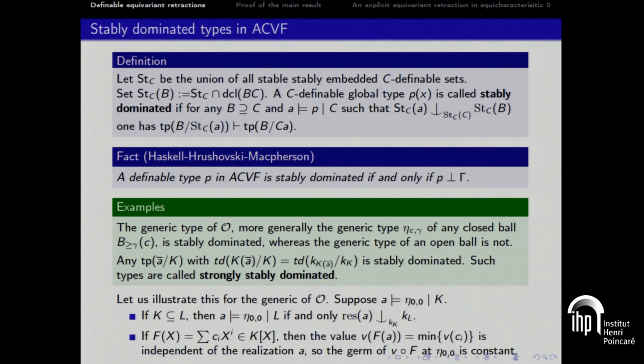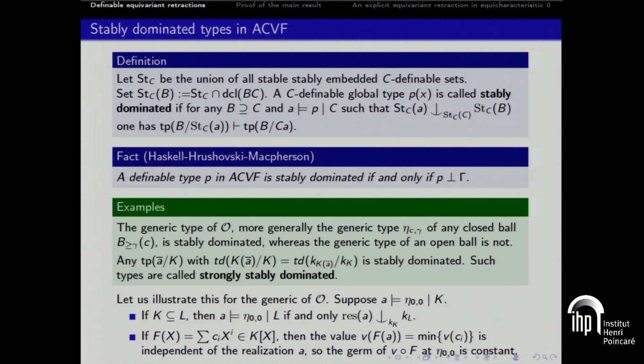Okay, let's illustrate what happens in the simplest possible example. So take the generic of O. I denote it by eta 0, 0. This 0 is for the element 0 in the field, and this 0 is for the 0 in the value group. If you have a generic of O over K, and you have a field extension, then in order to know if this A is generic over L, it is enough to know that the residue of A is algebraically independent from the residue field of little k. So you can check things in the stable part.